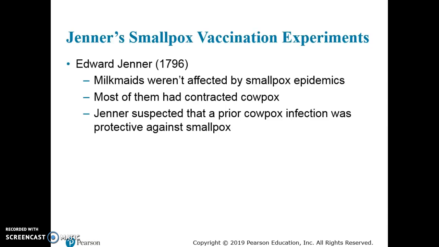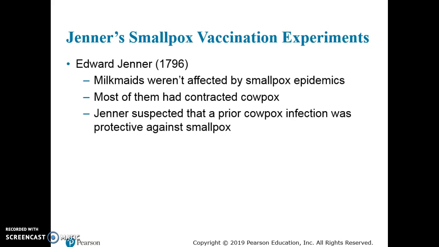What he noticed was that milkmaids weren't affected by the outbreaks of smallpox. And this is at a time where there were small and large outbreaks, epidemics of smallpox. Smallpox can kill at fairly high levels depending on which strain of the smallpox virus you get. Now with the milkmaids, most of them had contracted what is called cowpox. Cowpox is caused by vaccinia virus, whereas smallpox is caused by smallpox virus.